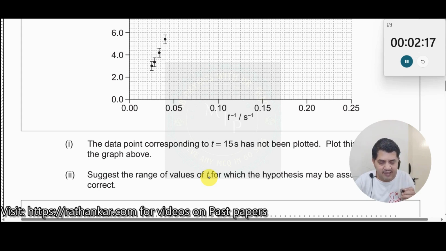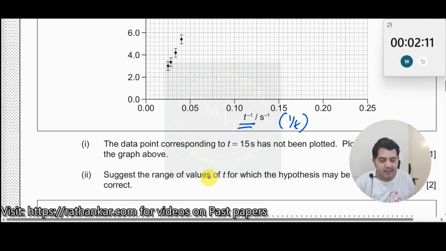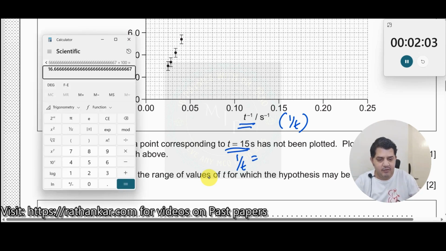It's not incorrect. It's actually correct, because the plot here is 1 by t. Okay, you should always note this, 1 by t. So if he is asking for t equal to 15 seconds, find out what is the value for 1 by t. Let us find out that value. So that value would be 1 divided by 15, which is 0.06.